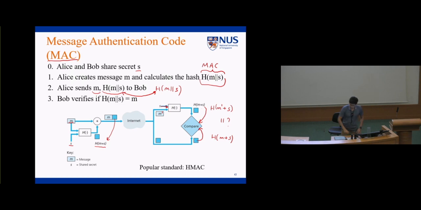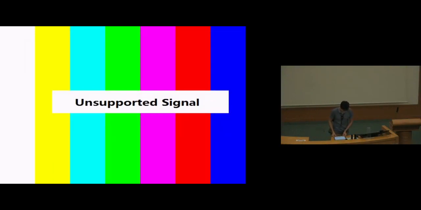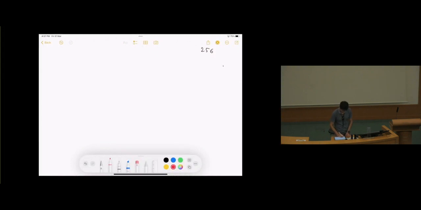So if you think about why that is, again, let's go to the board. So for point-to-point communication, I just share a secret, and I send my message together with the message authentication code.